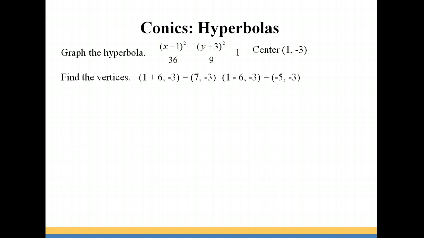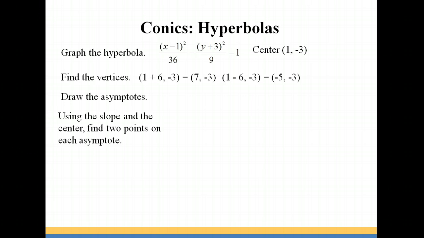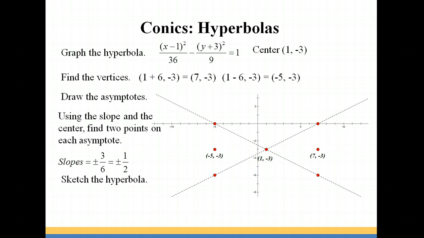So it's 7, negative 3, and negative 5, negative 3. Then we want to be able to draw our asymptotes. So we need to find the slope of the hyperbola. We know where our center is, and our slopes are going to be, in this case, the square root of 9, which is 3, over the square root of 36, which is 6, or plus or minus 1/2. And then we can go ahead and sketch our hyperbola.